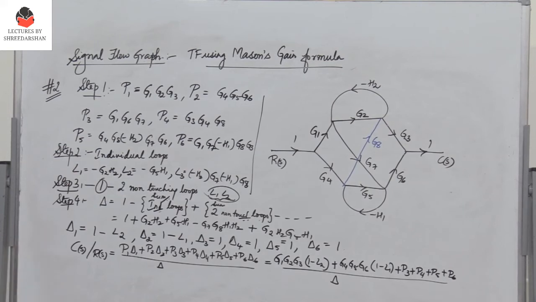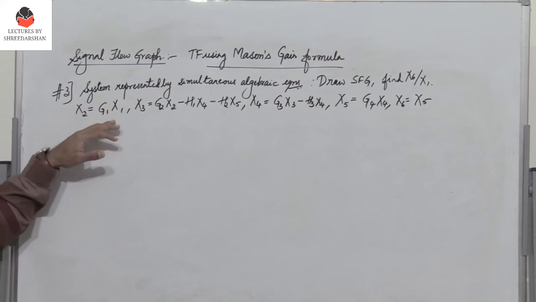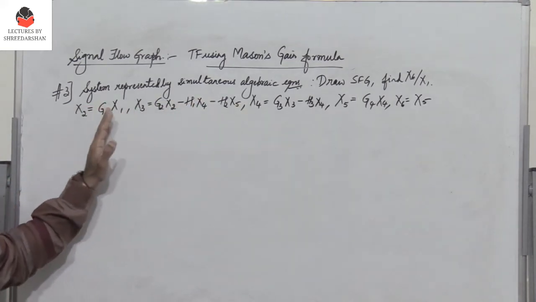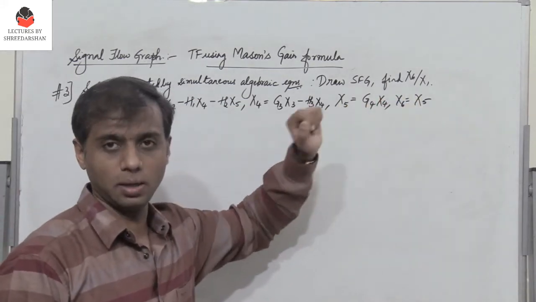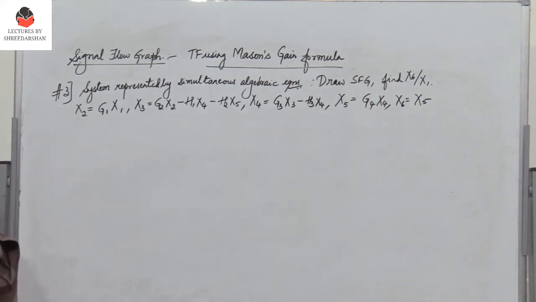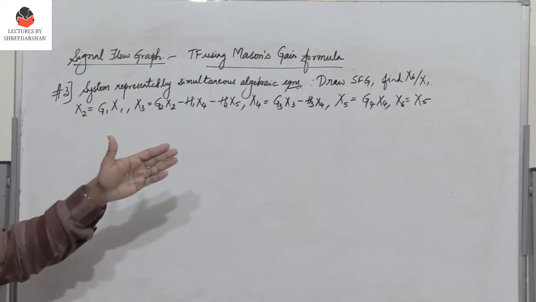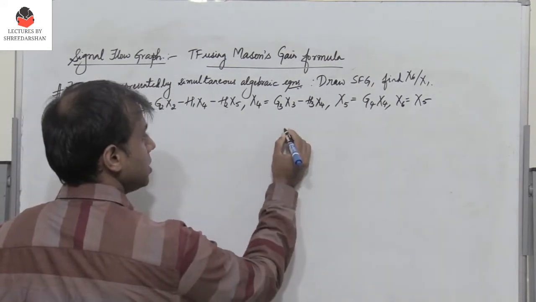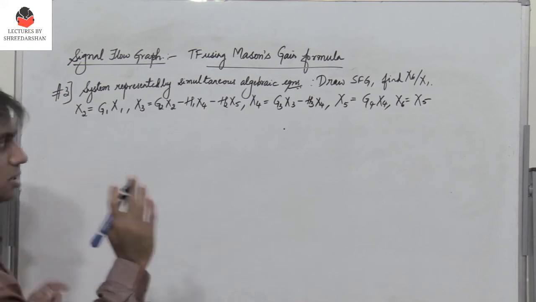So now let's consider another problem. So the next problem, here we have a system which is represented by a set of simultaneous algebraic equations. We need to draw the signal flow graph and also find x6 by x1. Now these are a set of algebraic equations. So now given x6 by x1, meaning x6 is the output and x1 is the input. So first of all I have 6 nodes. So let me define the nodes from x1 to x6.